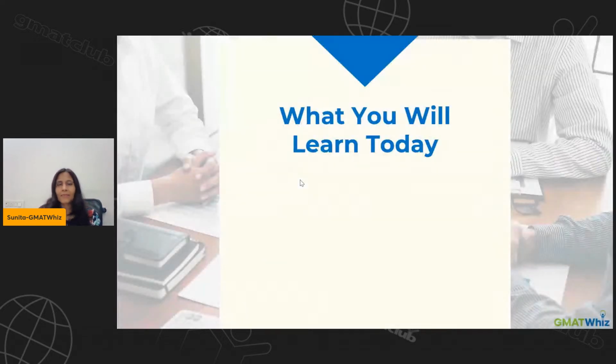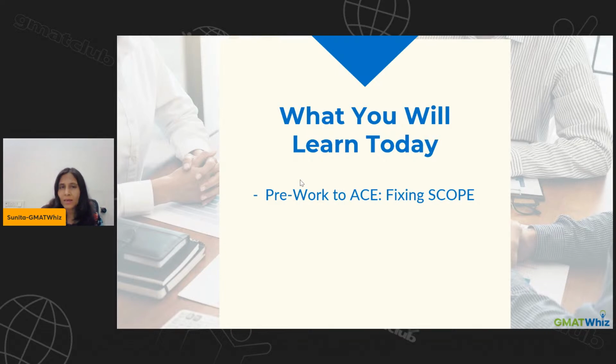Now, let's therefore set the agenda here. First of all, we're going to talk about what we need to do before we move to the answer choice elimination stage. So ACE stands for answer choice elimination. That's the short form of the answer choice elimination stage at GMATWhiz. And the pre-work to be able to analyze the answer choices correctly and eliminate correctly is to fix the scope of the conclusion. We're going to talk about that today. And of course, we're going to talk about how to master this process. And through all of this, we're going to solve some 700 level questions.